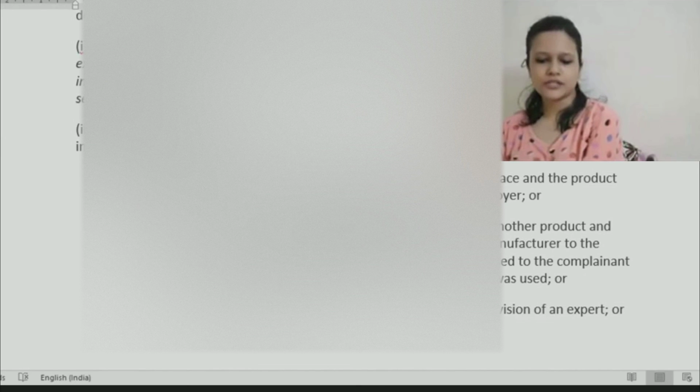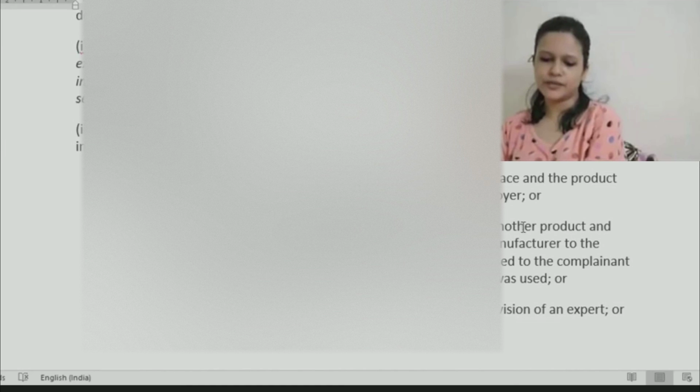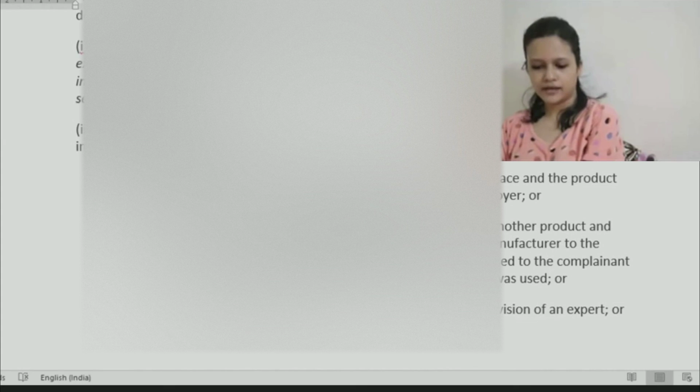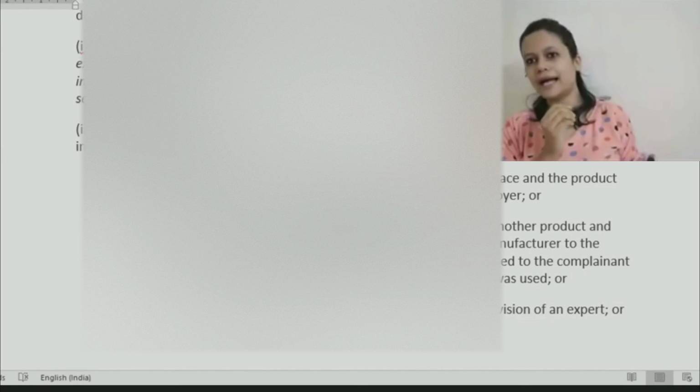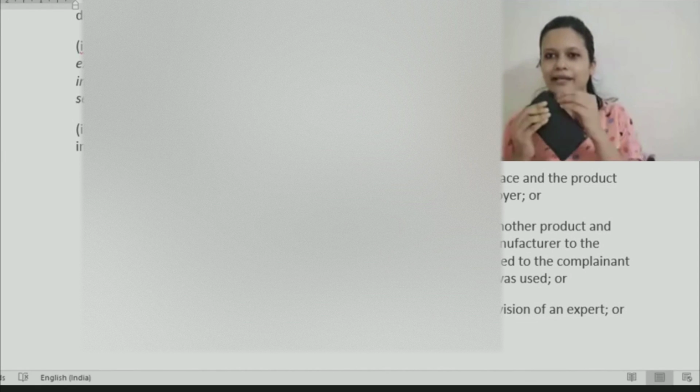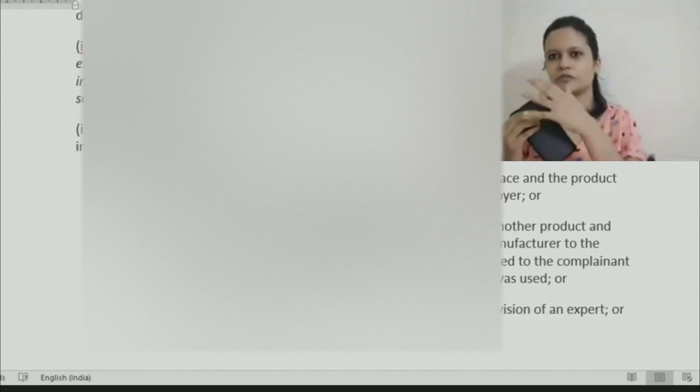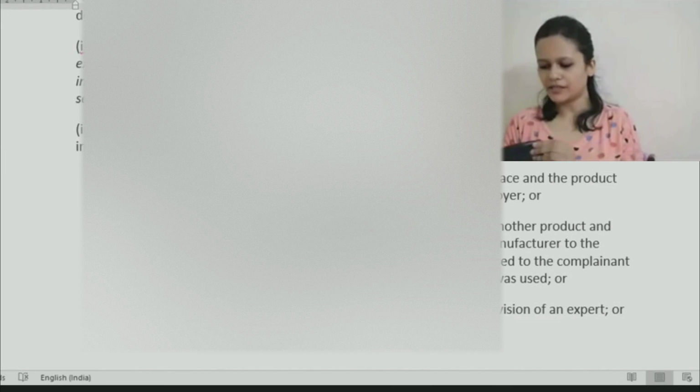The product was sold as a component or material to be used in another product, and necessary warning and instructions were given by the product manufacturer to the purchaser of such component or material, but the harm was caused to the complainant by use of the end product, which included the component. Like in the case of mobile phones or laptops, all the different parts would come from different areas, right? Like we see sometimes on our phones, I guess, that it says assembled in India.